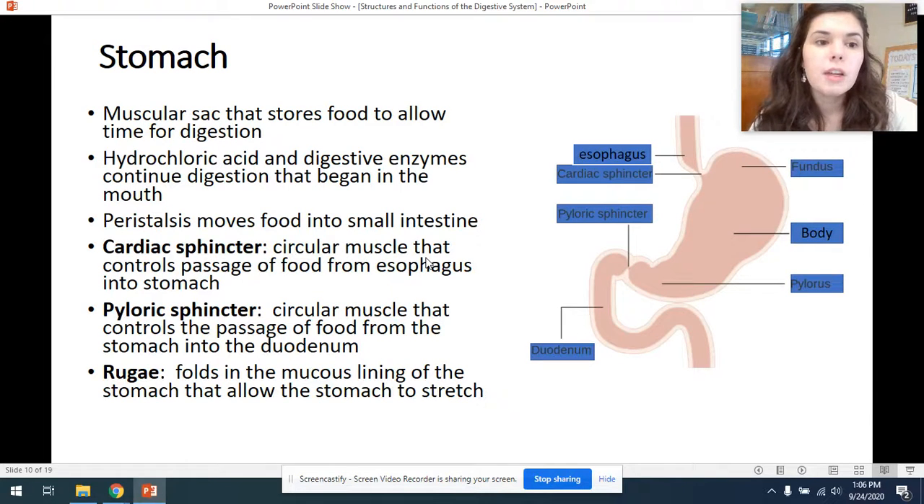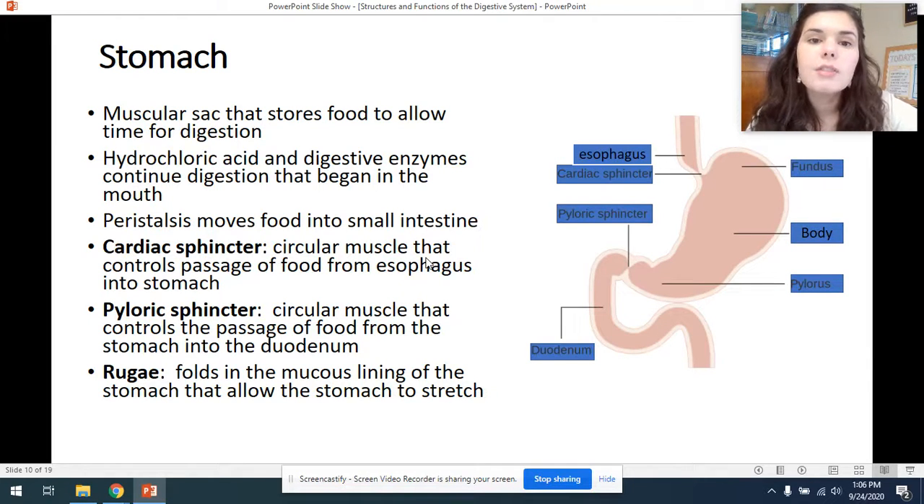Next, we have the stomach. And the stomach is actually a muscular sac that helps to store the food and allow time for proper digestion. Something called hydrochloric acid combined with different digestive enzymes help to continue digestion that began in the mouth and help break down the food even further in the stomach. Peristalsis is what helps to move that food into the small intestine.